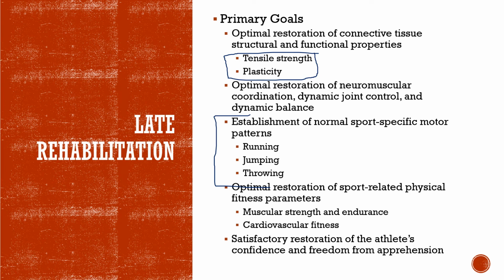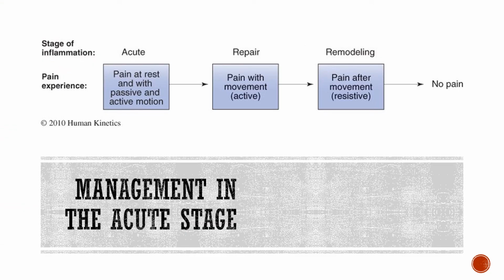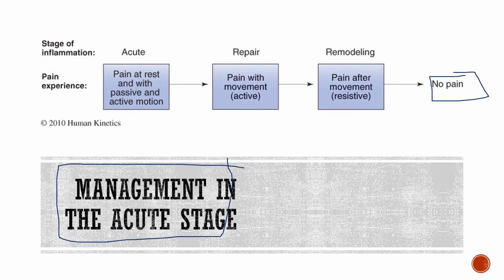Some of the different interventions then that we can be looking at in the acute phase, right? We want to really be focusing on pain throughout this entire process, as we talked about. In the acute phase, we have pain associated with rest and passive and active motion. In the repair phase, we might have pain associated with movement, right? And in remodeling, there might be pain after movement resisted as we're recovering. But any pain outside of this, we're still trying to minimize the amount of pain, and that's our main component associated with the acute phase.